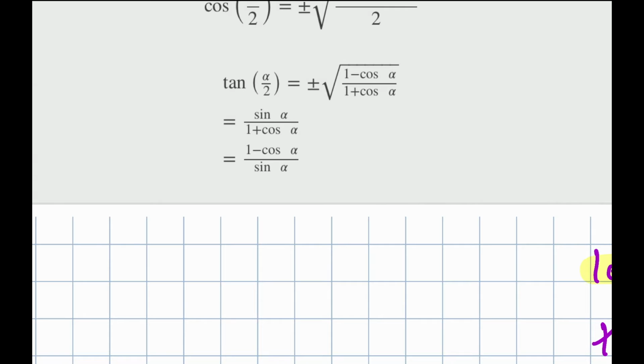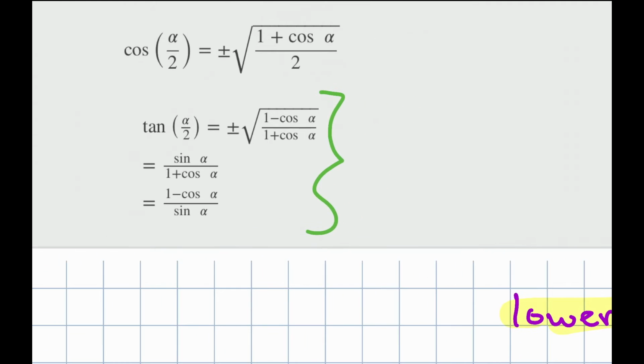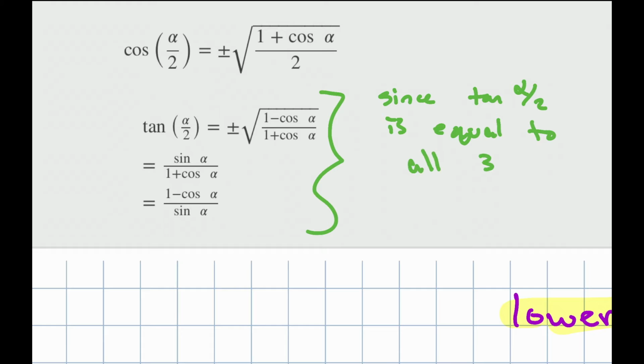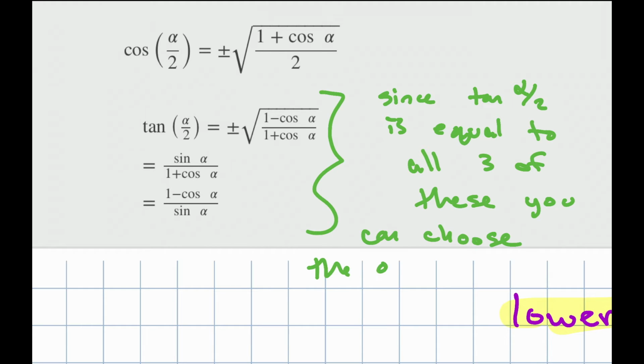What you want to notice here is that tangent's special because there are 3 different formulas. What this means is that you can actually pick which one you want to use. Since tan alpha over 2 is equal to all 3 of these, you can choose the one you want to use.